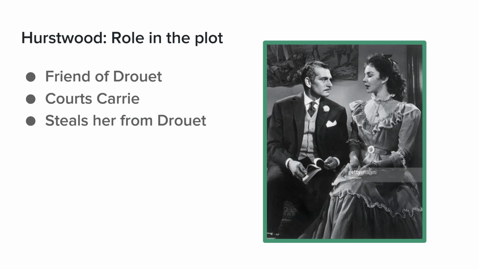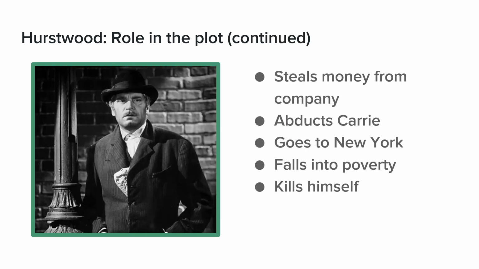Let's shift gears and focus on George Hurstwood and his role in the plot. Hurstwood is first introduced as a friend of Drouet's. Then, he courts Carrie and takes her from Drouet. When Carrie finds out that Hurstwood is married, she cuts off contact from him. Hurstwood then steals money from his company, abducts Carrie, and takes her to New York. After falling into poverty, Hurstwood is left by Carrie and kills himself.